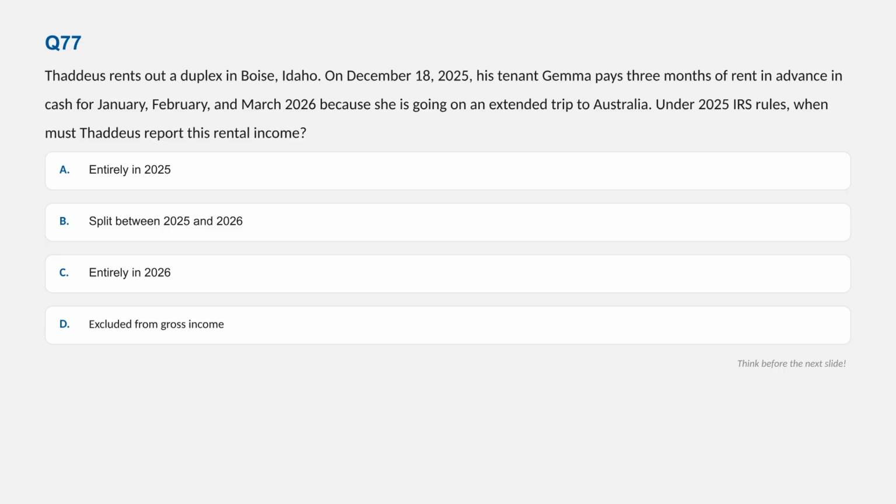A. Entirely in 2025. B. Split between 2025 and 2026. C. Entirely in 2026. D. Excluded from gross income.